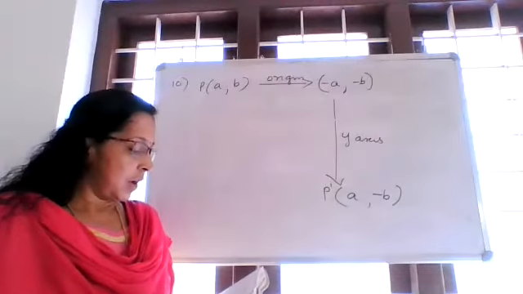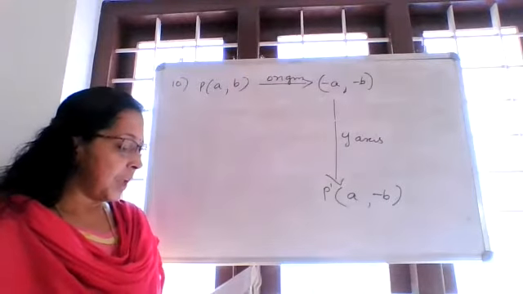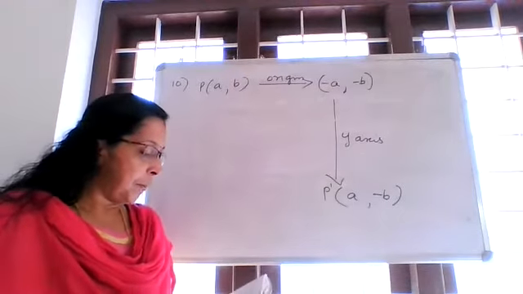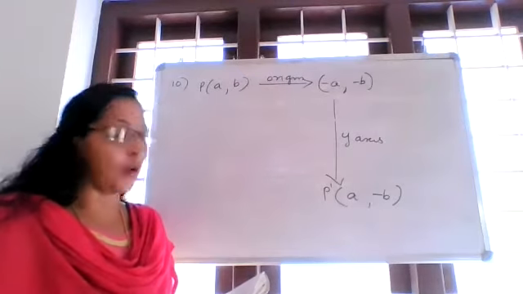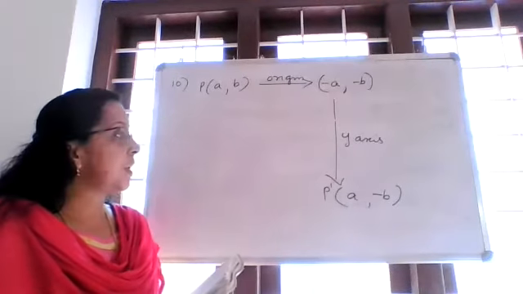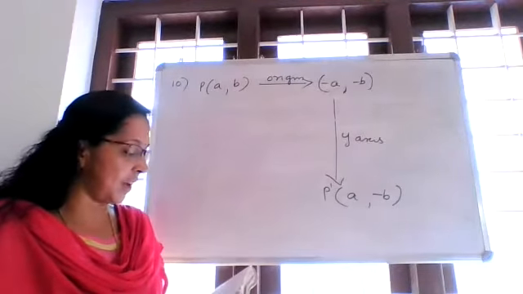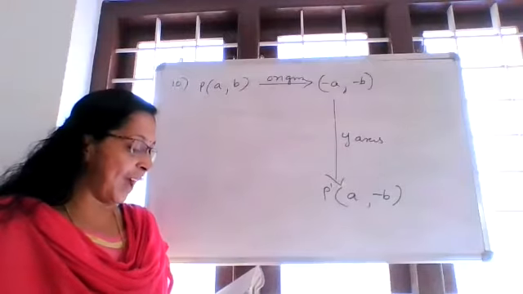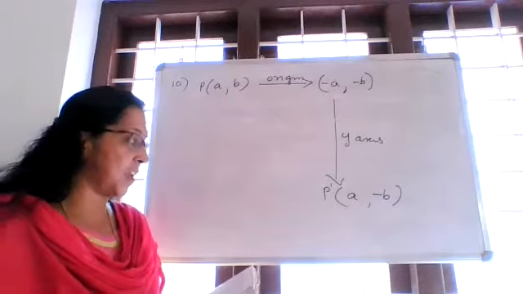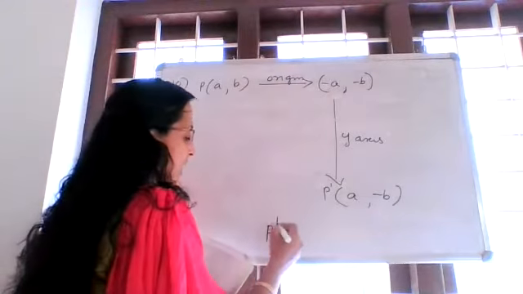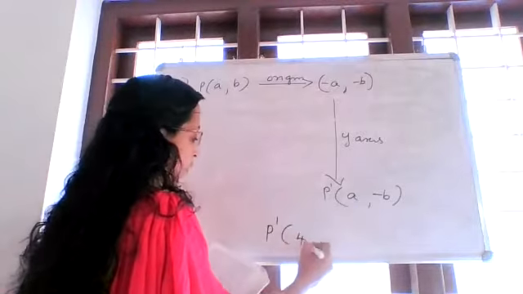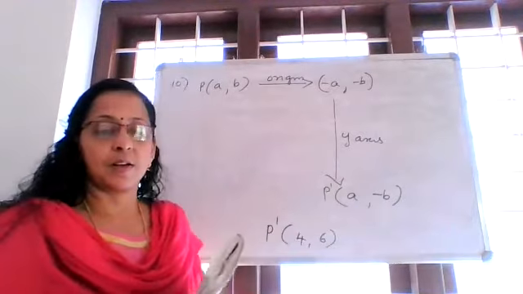Then, question: if P dash has coordinates 4, 6, evaluate A and B.